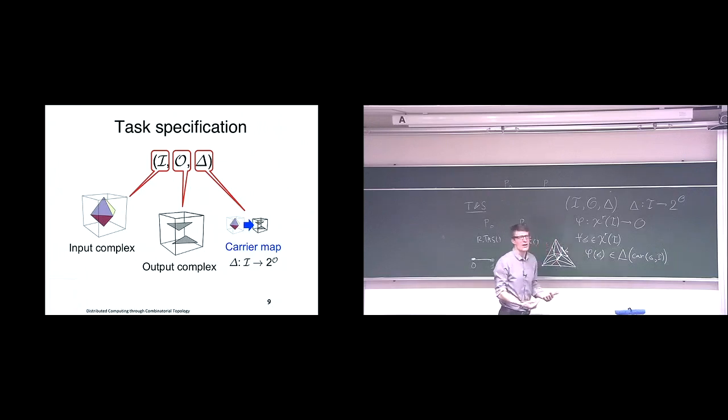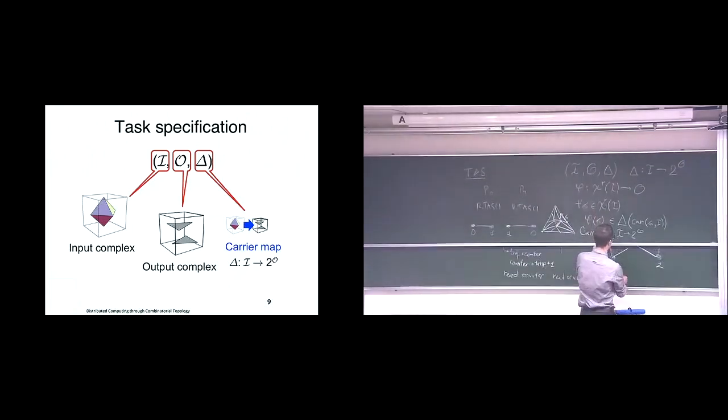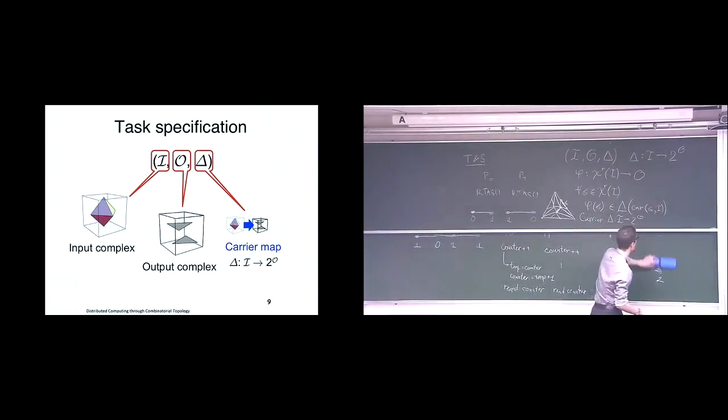It's not something else. It's not something which you need to synchronize and wait until someone jumps in and decide based on its value. So a carrier map, a carrier task from a delta from, let's say, I to O, basically says that for all sigma, tau in I, a sigma subset of tau implies that delta of sigma is a subset of delta of tau.